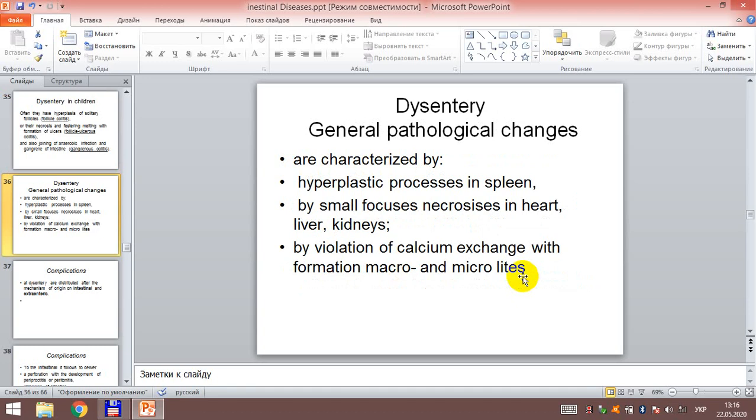General pathological changes in dysentery. The changes are characterized by a hyperplastic process in the spleen, by small focuses of necrosis in heart, liver, kidneys, and by violation of calcium exchange with formation of macro and micro calcifications.